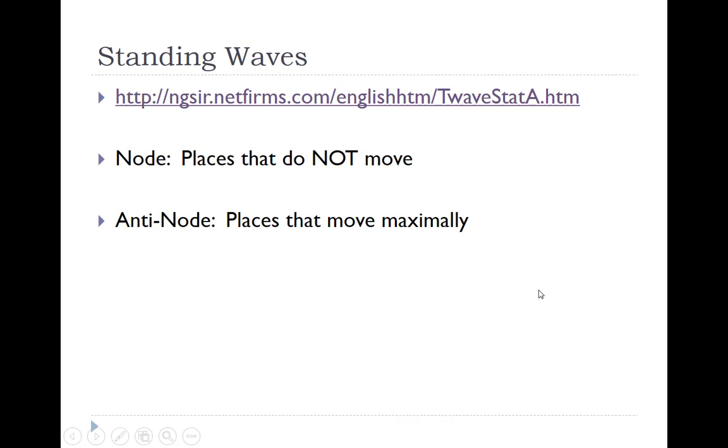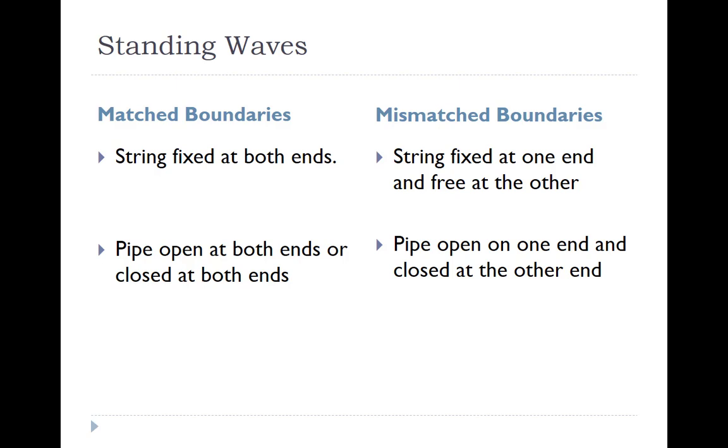Okay, so again, nodes are places that do not move. Antinodes are places that move maximally. Now, standing waves can occur when you have matched boundaries, like the string we've seen fixed at both ends, or a pipe that is open at both ends or closed at both ends. Or I could have mismatched boundaries.